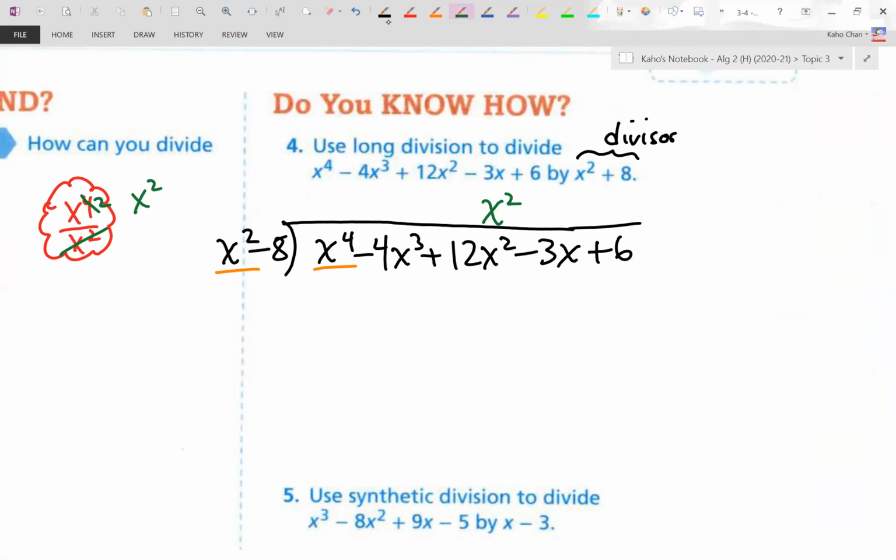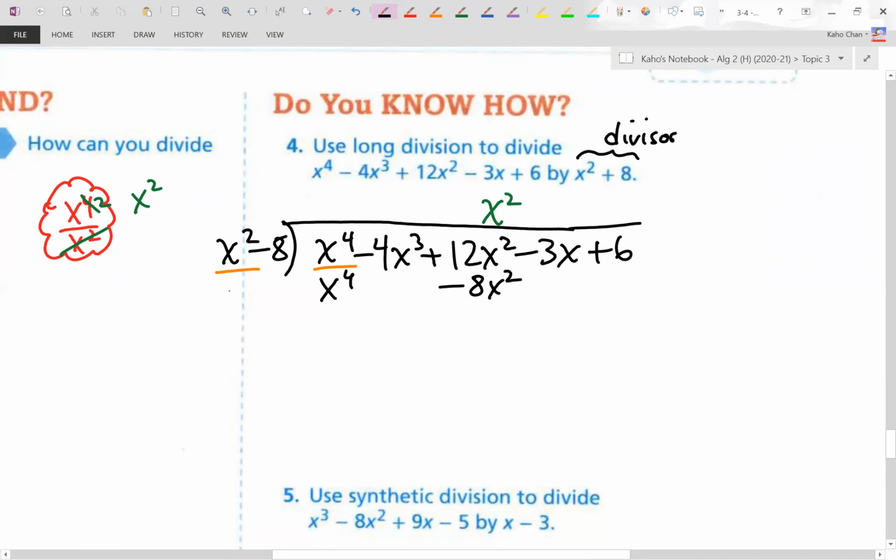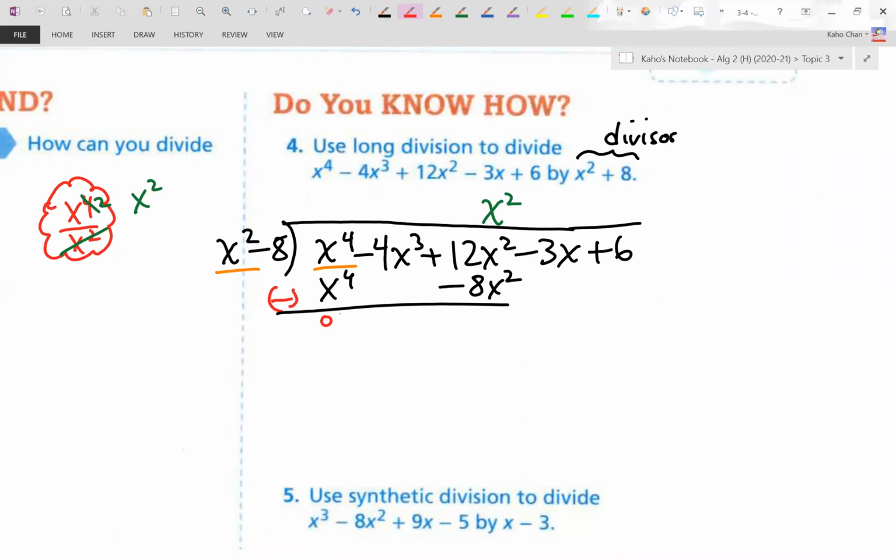Next step, multiply the quotient x squared with the divisor x squared minus 8. Here we go. X squared times x squared is x to the fourth. X squared times negative 8 is minus 8x squared. Notice I'm lining up the powers. Next step, subtract. Okay, x to the fourth minus x to the fourth goes away. That's the whole point in the first place. Watch for the third power here. This is kind of interesting. Negative 4x to the third minus nothing is, you got to bring that down. Negative 4x to the third, like that. The next column, 12 minus negative 8 is 12 plus 8. Don't forget those double negatives. 12 plus 8 is 20x squared.